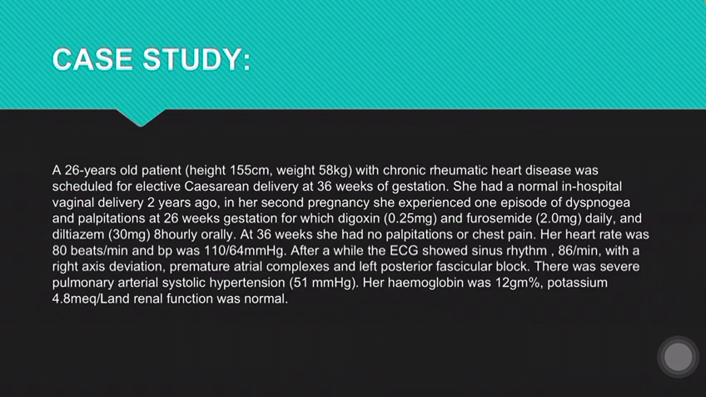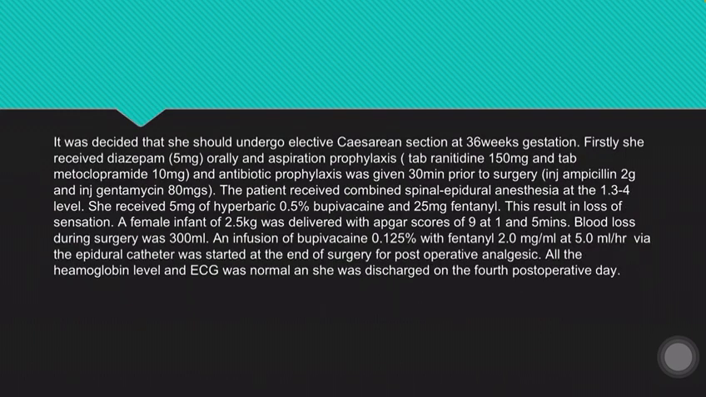At 36 weeks, she had no palpitation or chest pain. Her heart rate was 80 beats per minute and BP was 110 by 64 mmHg. After a while, the ECG showed sinus rhythm, 86 per minute, with a right axis deviation, premature atrial complexes, and left posterior fascicular block. There was severe pulmonary arterial systolic hypertension, 51 mmHg. Her hemoglobin was 12 gram percent, potassium 4.8, and renal function was normal. It was decided that she should undergo elective cesarean section at 36 weeks of gestation.